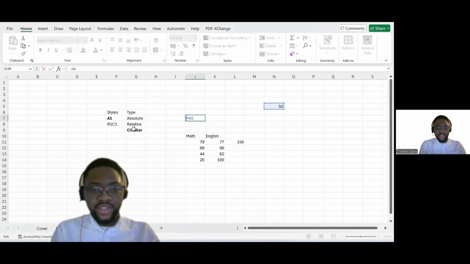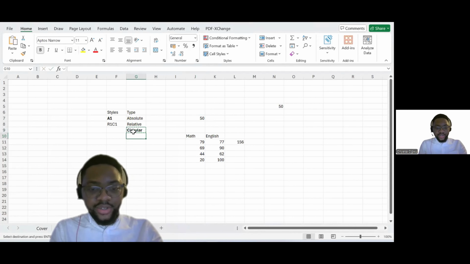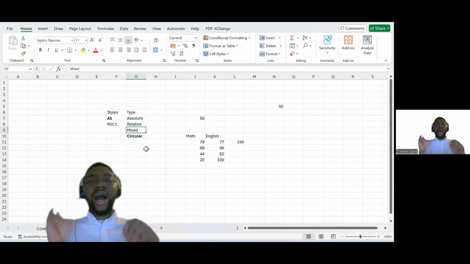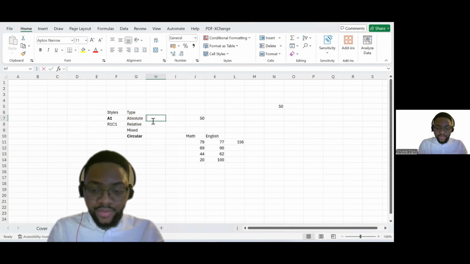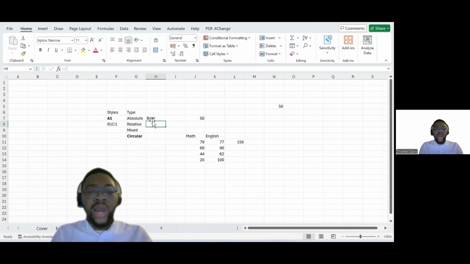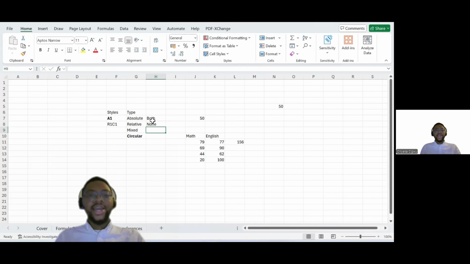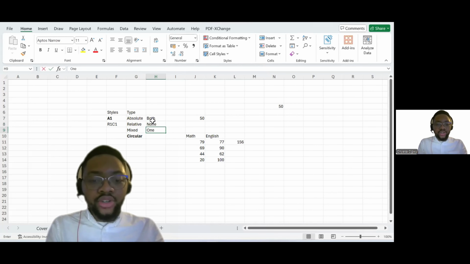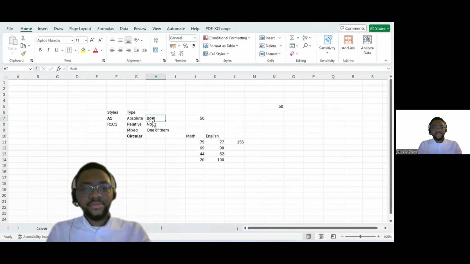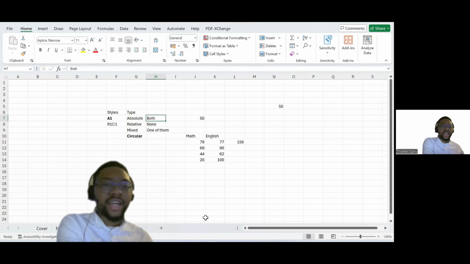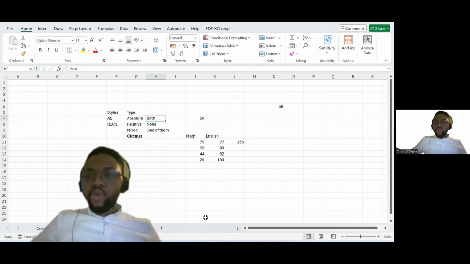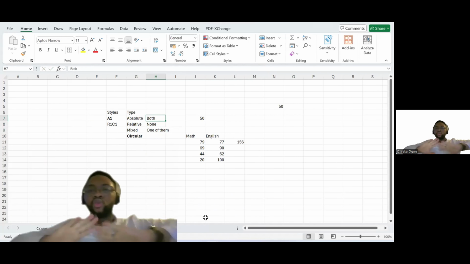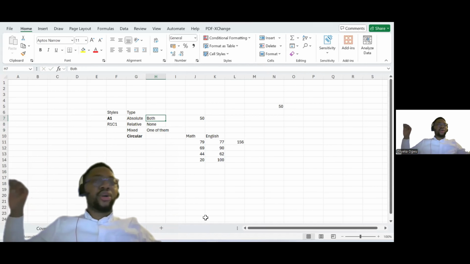Sorry, there's one more reference that I forgot to mention. Let me put it down here. Okay. So if absolute, we are locking both of them. In absolute, we are locking both. In relative, we are locking none of them. In mixed, we are locking one of them, either the row or the column. Do you understand? Yay or nay?